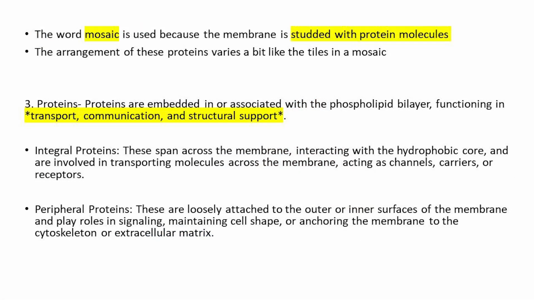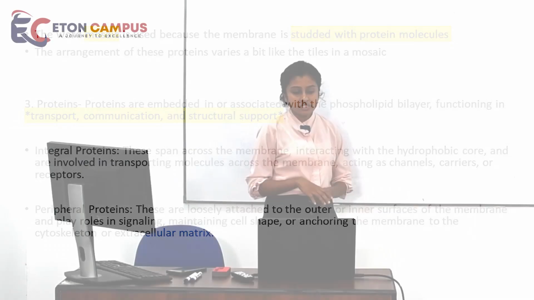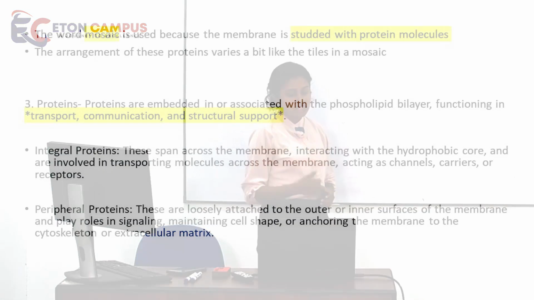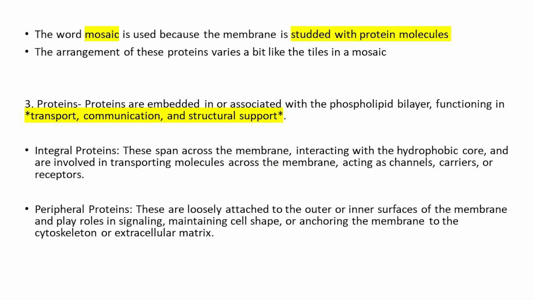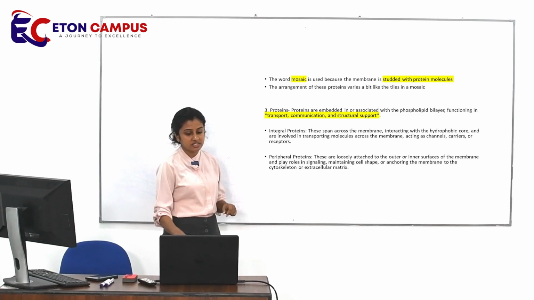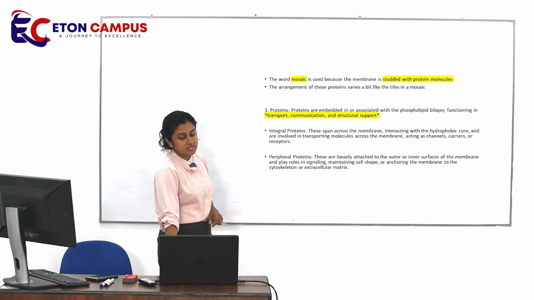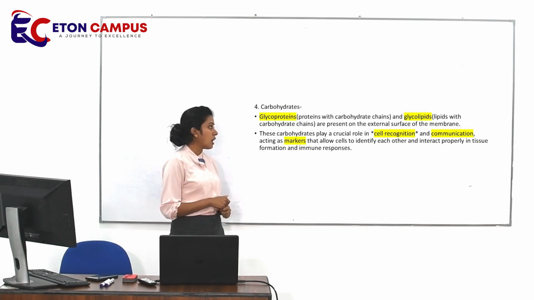Proteins are of different types in the cell membrane, like integral proteins and peripheral proteins. Because of this arrangement of the proteins in the cell membrane, it gives this model as a mosaic model. Integral proteins mainly act as channels, carriers and receptors. Peripheral proteins mainly maintain the cell shape and also anchor the membrane to the cytoskeleton or the extracellular matrix. And then the other component in the cell membrane is the carbohydrates.